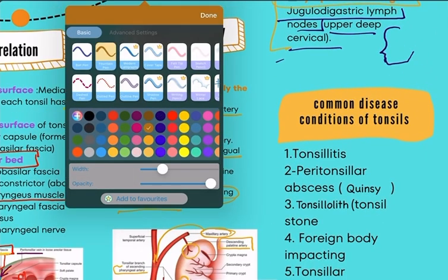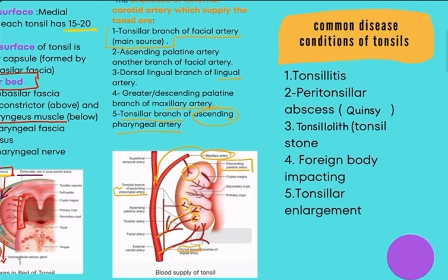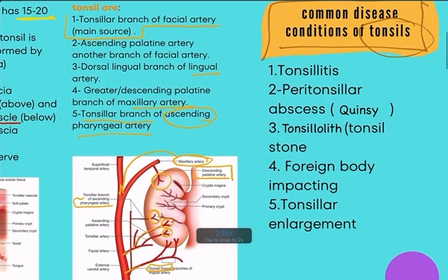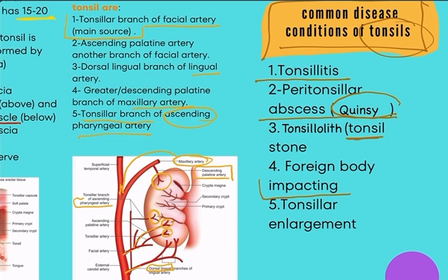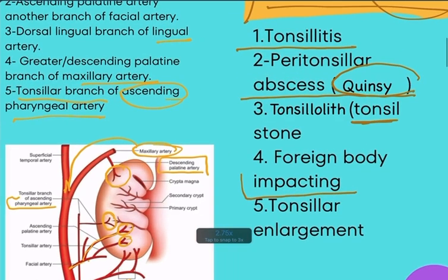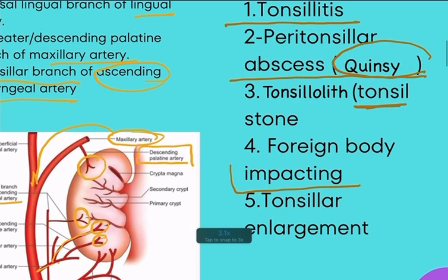The last thing to be discussed today is the common disease conditions associated with the tonsils. The first one is tonsillitis, inflammation of the tonsil; peritonsillar abscess, which is called quinsy; the tonsillolith or tonsillar stone; foreign body impaction, as the tonsil forms a common site for foreign body impaction; and the last one is tonsillar enlargement.